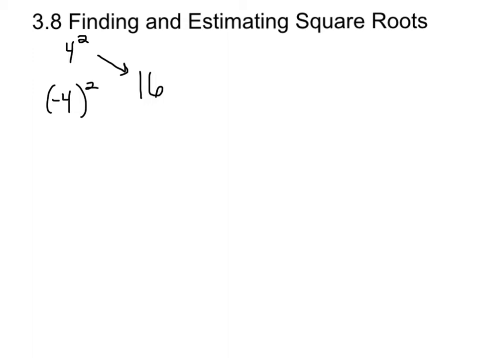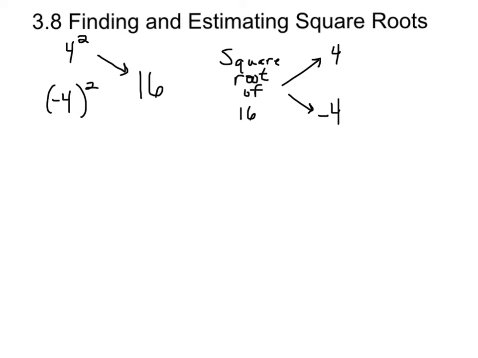Now if you take the square root of 16, that would give you 4 or negative 4. So you have to realize that every positive number has 2 square roots. That would be a statement that I think you should write down. Every positive number has 2 square roots.